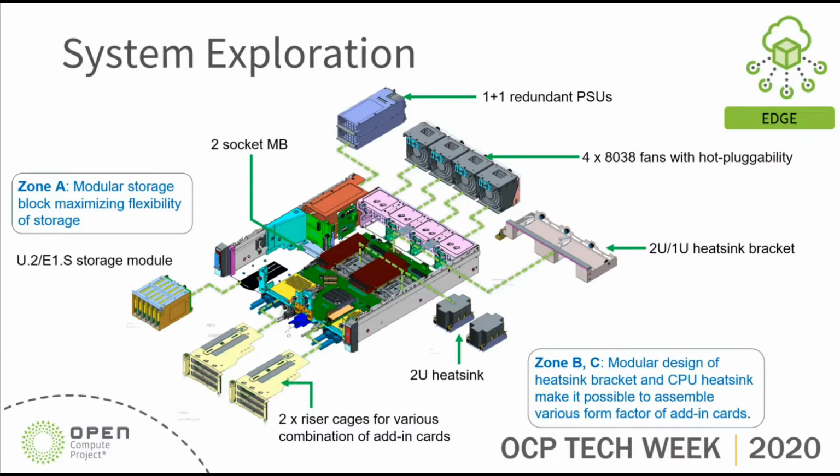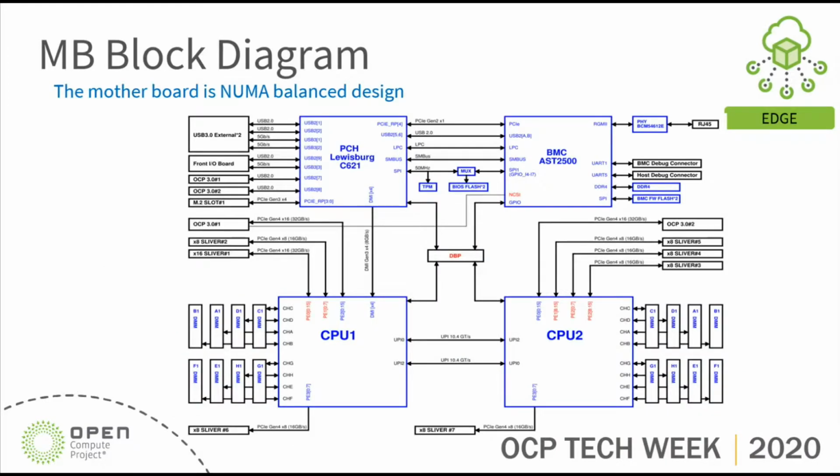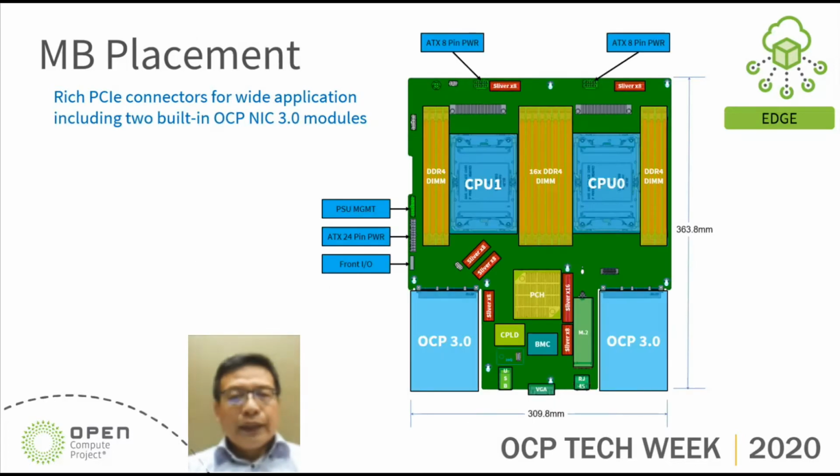On the front end side, we have two kinds of riser cages for various combinations of PCIe add-in cards in zone B and zone C. And here we talk about the motherboard block diagram. Basically, the motherboard is a very NUMA balanced design with balanced PCIe and I/O signals shared by both CPU1 and CPU2. This motherboard is designed with an ASPEED 2500 BMC management chipset. Yeah, here's the motherboard placement. In the motherboard placement, due to the compact edge server design, the motherboard dimension is very limited. But we also designed it with very rich PCIe connectors for wide I/O applications.